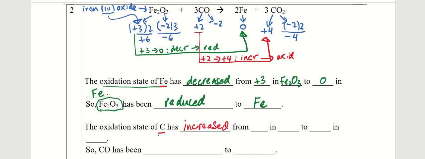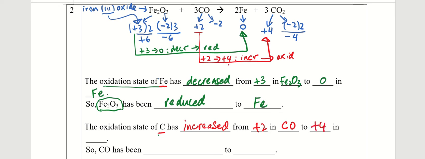Now it increased from what? It increased from +2. Where was the +2? It was in carbon monoxide. Again, notice that I did not write the 3 in front of the carbon monoxide. And it increased to +4.